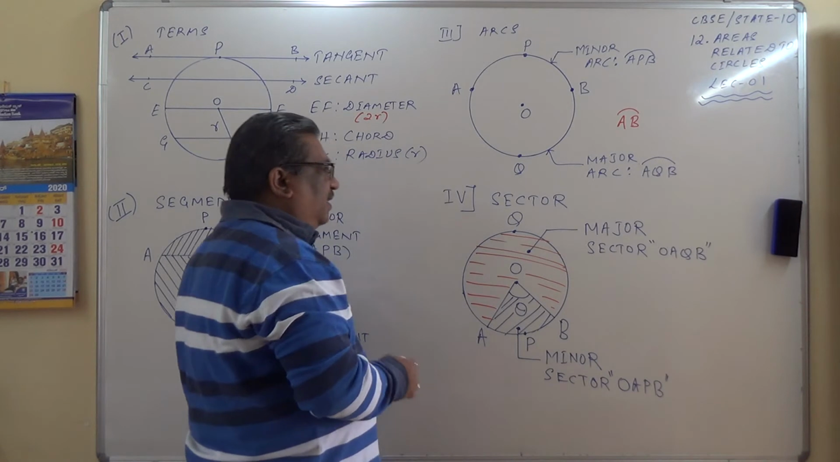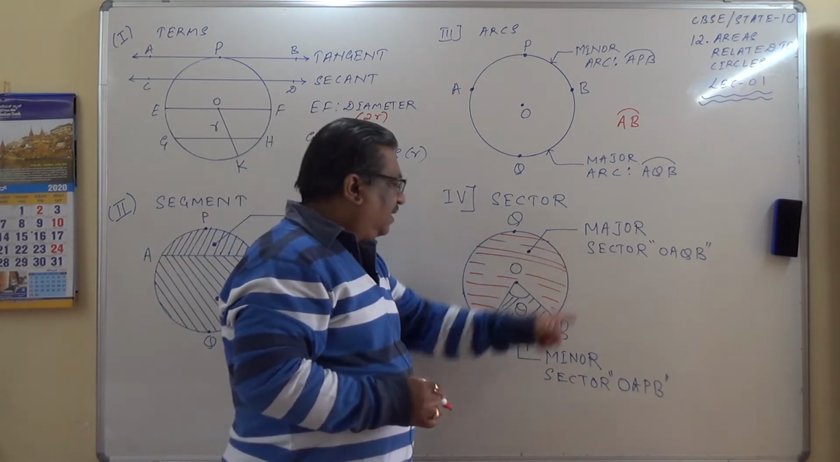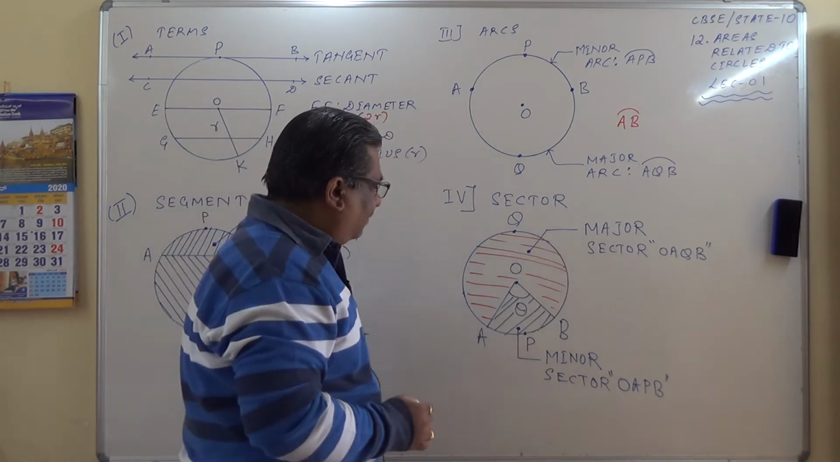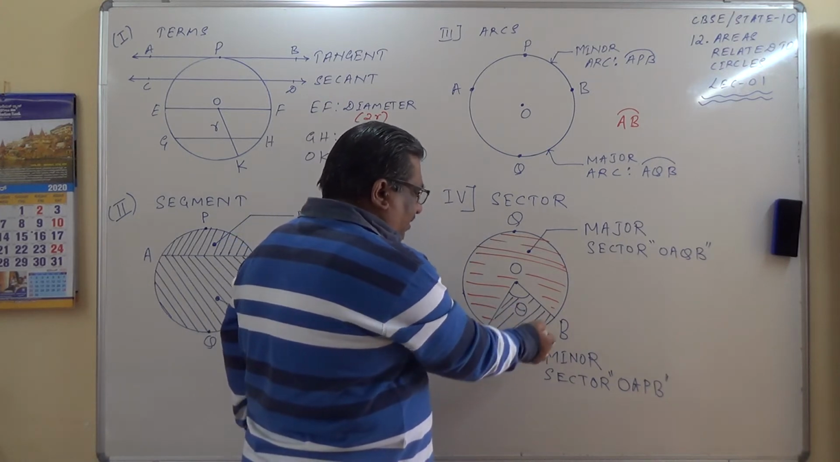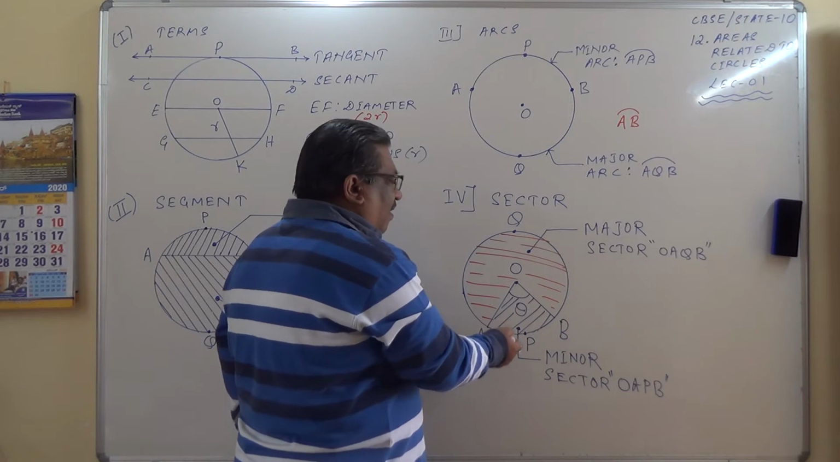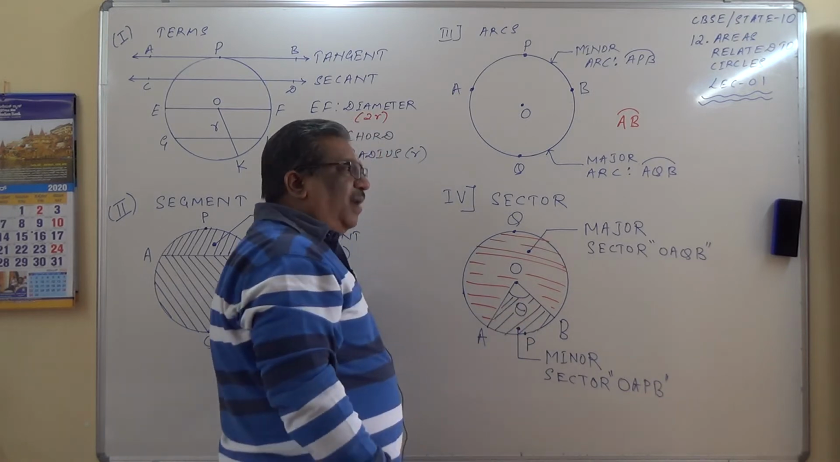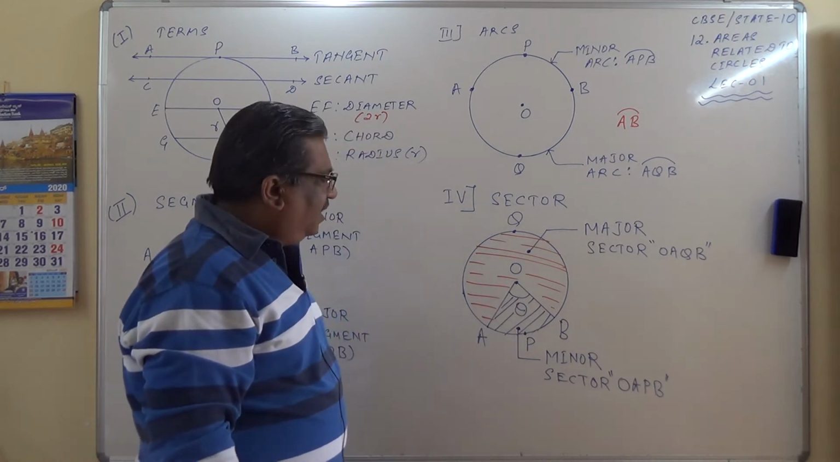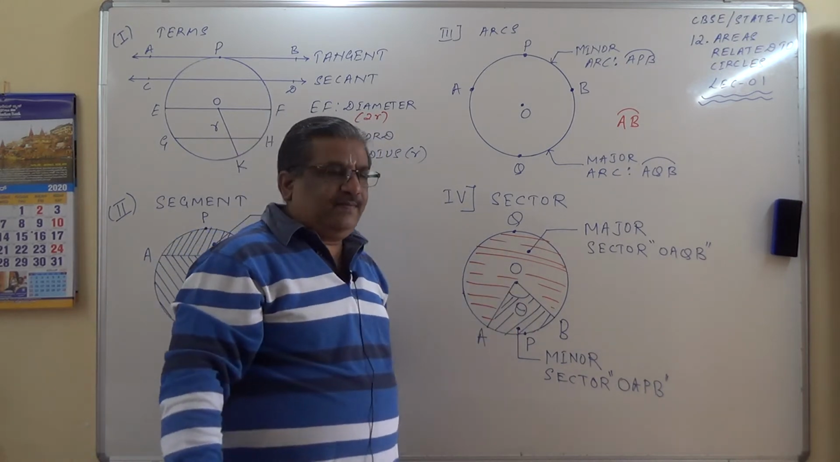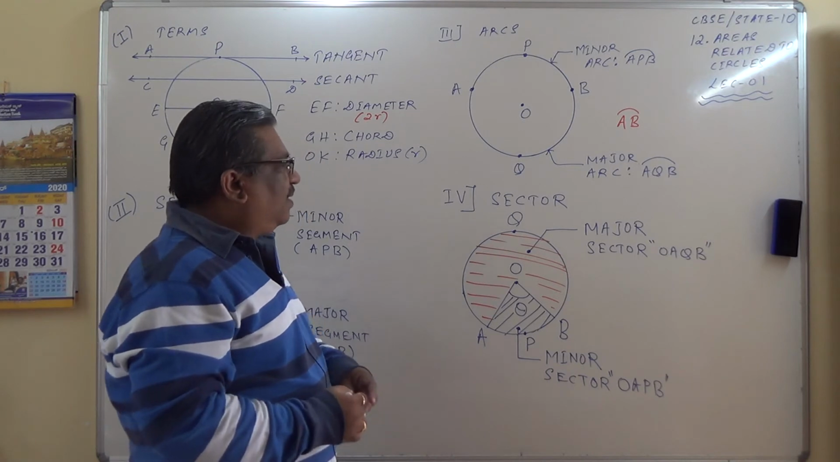So this one, which is indicated by red, is a major sector and this is a minor sector. If theta is the angle subtended by the arc length APB at the center, or the angle of the minor sector, then 360 minus theta, which is the reflex angle, is the angle of the major sector. That you should remember.